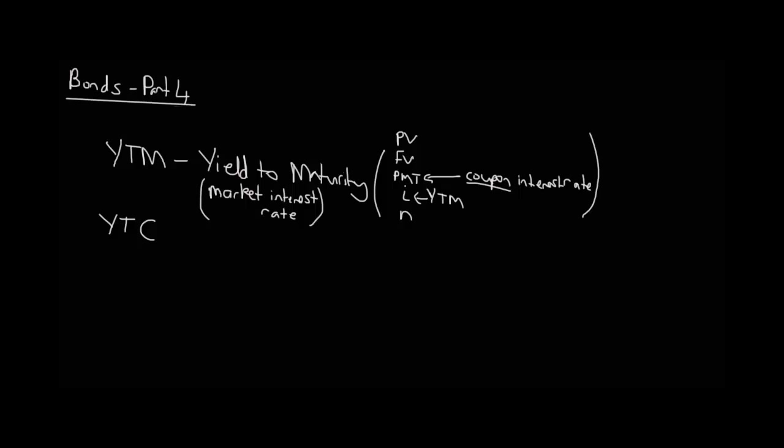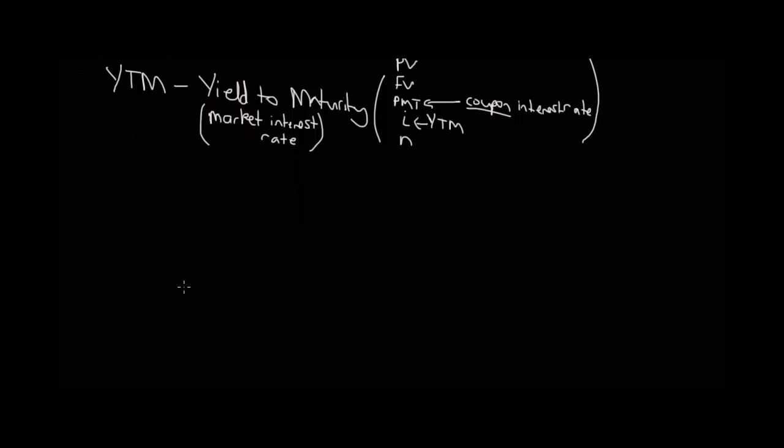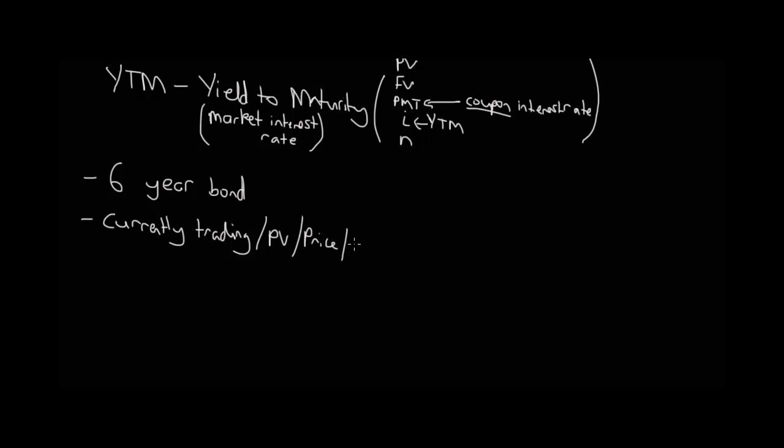So let's come back to yield to call. Let's get rid of that, and let's do a yield to maturity problem. So let's scroll down here a little bit. Let's say that I have a 6-year bond. It is currently trading, and that is the same as the present value and the price and the quote, and all of these are just synonymous, at, let's say, minus, well, the minus is going to be necessary, but let's just say it's $1,400.